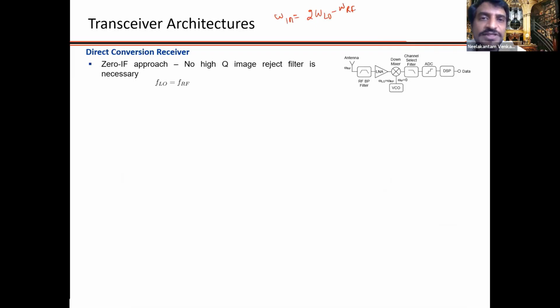That's my image frequency. But what if I were to have no intermediate frequency at all? That means my local oscillator is the same as RF. That means omega LO is equal to omega RF. This becomes 2 omega RF minus omega RF, so it is omega RF. So my image frequency is exactly RF. That means my intermediate frequency is 0. That's called a zero IF receiver. You don't even have to worry about an image filter there.